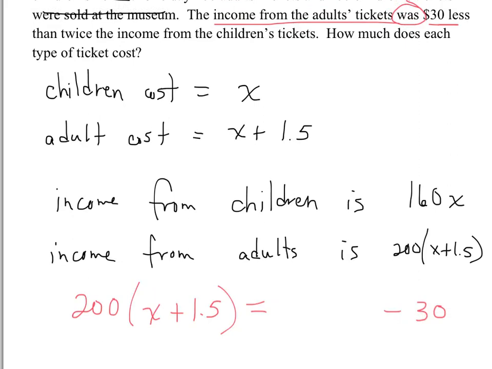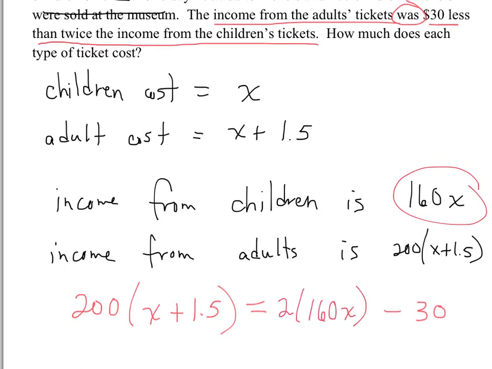Less than twice the income from the children's tickets. Well, the income from the children's tickets is right here. But it's 30 less than twice that. So what do I have to do? How do I change that if it's twice that? 160x times 2. Yeah, so or 2 times 160x, either way. Yep. And that's your equation right there. And now you just have to solve algebraically.